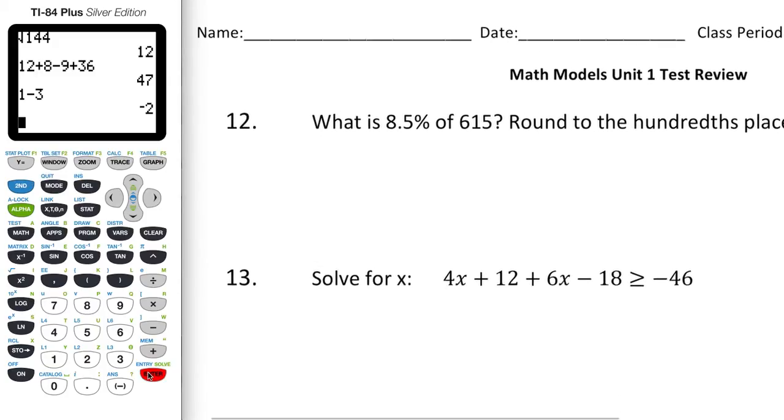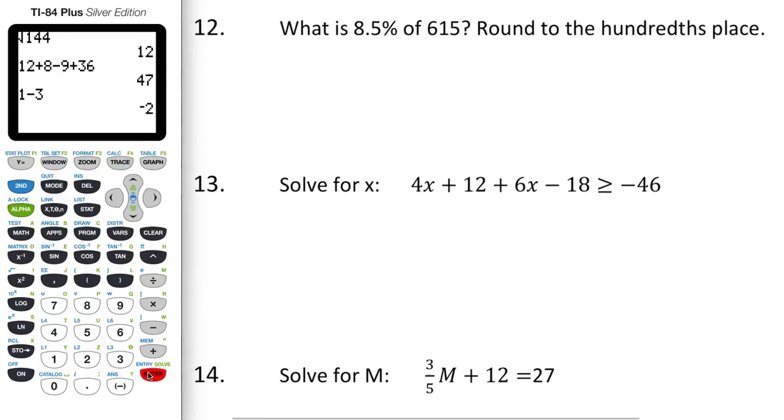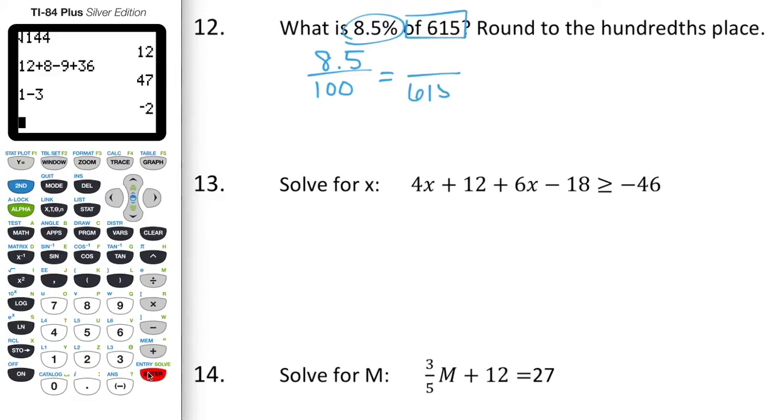All right, this one is asking, what is 8.5% of 615? So again, percent goes over 100. And then of always goes on the bottom. So is over of. So our is unknown. So we're going to cross multiply.